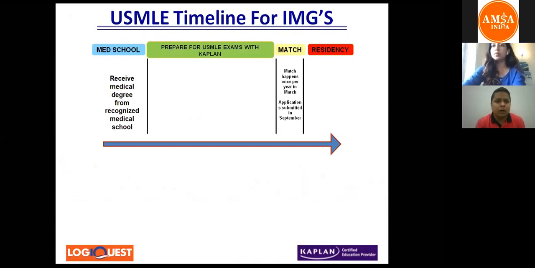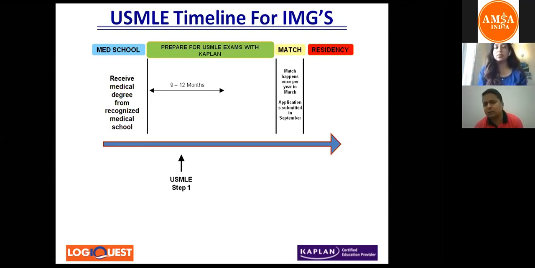Right now, all the students would be in medical school at different levels or different years of their MBBS. When they start preparing for the USMLEs, especially for step 1, please remember you need to keep aside at least about 9 to 12 months only for your step 1. So if you are an intern student, especially this year, let's be more lenient and say we need about 12 months for the preparation of step 1.